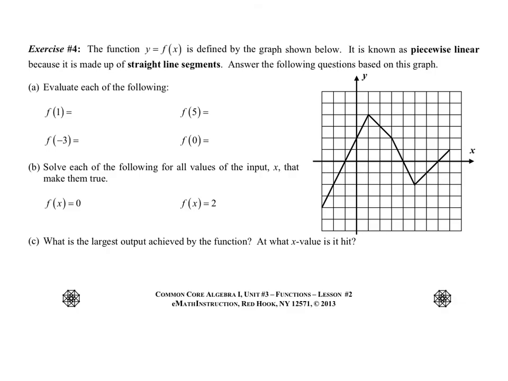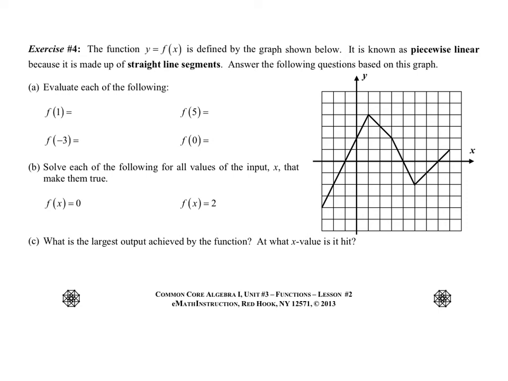Now here's another question about these inputs, outputs. Now we're given a graph, so no table, no equation. This is called a piecewise linear function. It's made up of a bunch of little line segments together. And it says evaluate the following. So let's see, f of 1. What is f of 1?